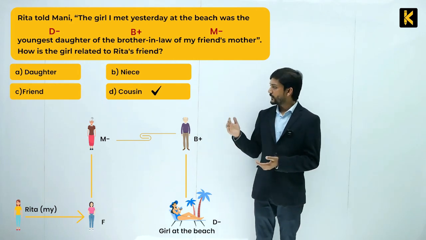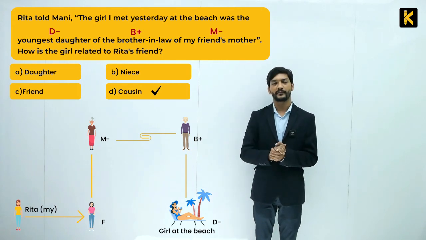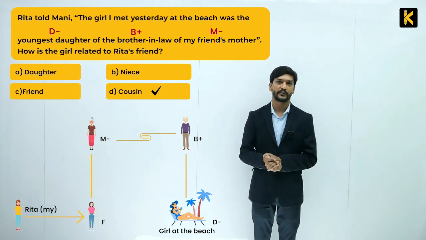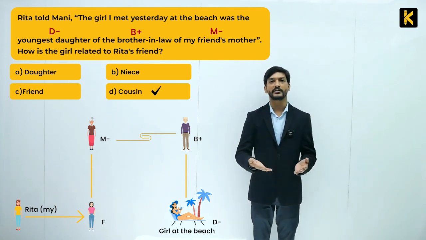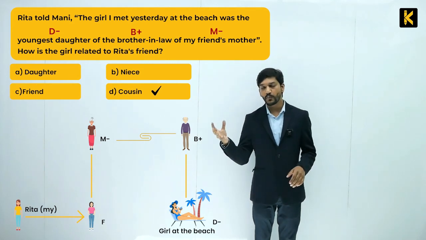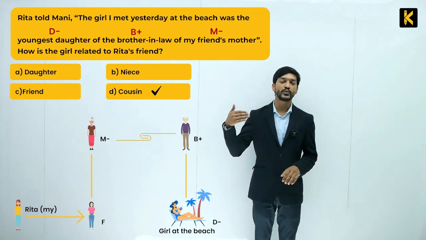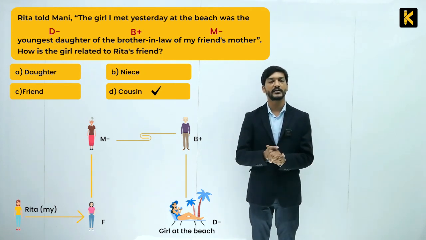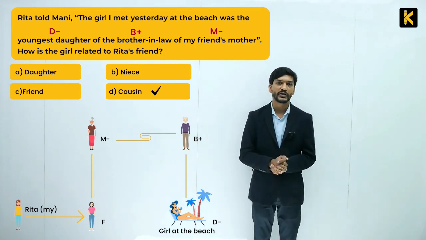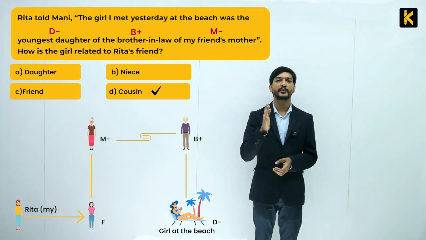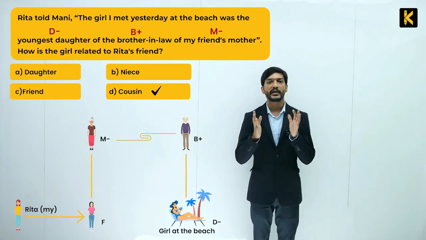So I hope this question is completely clear. Whether it is two brothers, their children will be cousins. Whether it is two real sisters, their children will be cousins. Or whether it is two brothers-in-law, their children also will be cousins. Or whether it is two sisters-in-law, their children will be cousins. Or whether it is one brother-in-law and one sister-in-law, their children will be cousins. Always remember that. In case you face such a question, this knowledge will be extremely crucial.